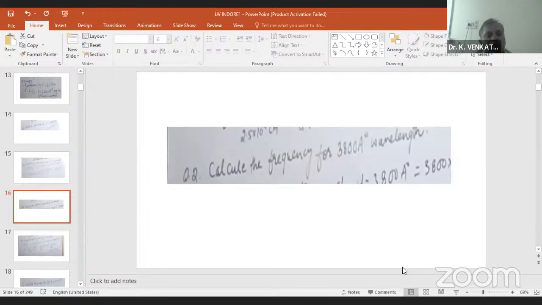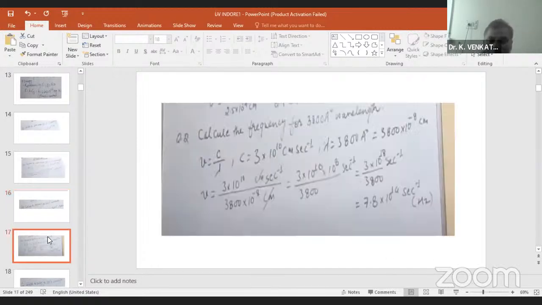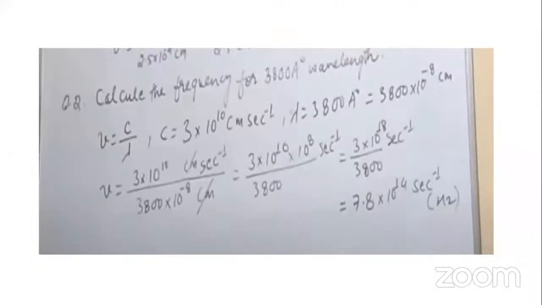Okay, now we can check the answers. What is the correct answer? So this is the correct answer: 7.8 into 10 to the power of 14 per second. That is the correct answer. Any doubt, ma'am? Minus 8 and plus 8. No doubt, sir.